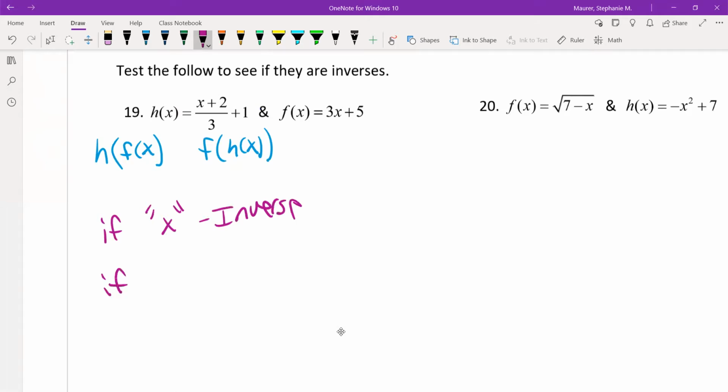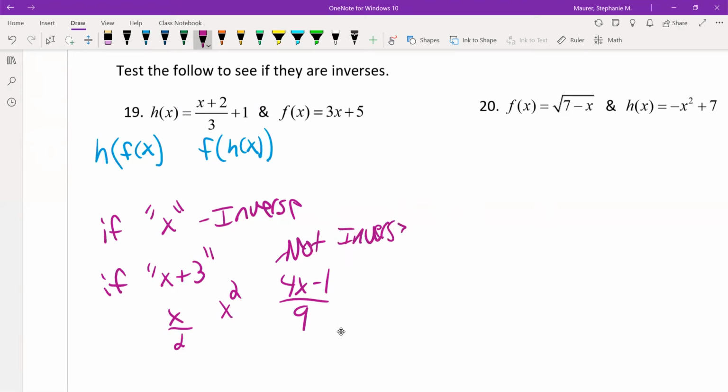If your answer is anything other than an x, let's say x plus 3 or x divided by 2 or x squared or 4x minus 1 over 9, if your answer is anything other than x, then it is not an inverse. Okay? So again, keeping an eye out for that variable all by itself. Sometimes that might be an n, by the way, or other letters, but the idea is that if the variable is by itself, then it's an inverse. If it's not by itself, then it's not an inverse.